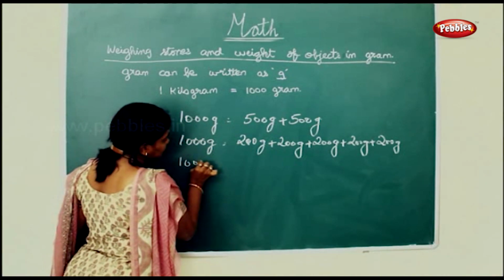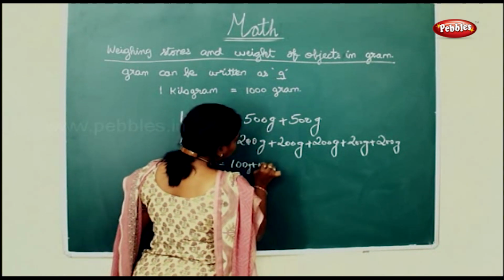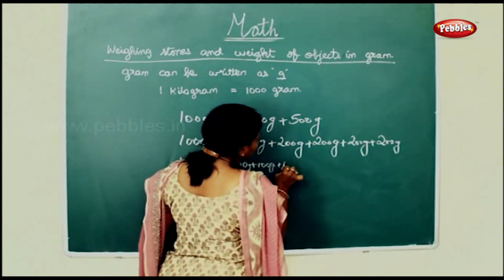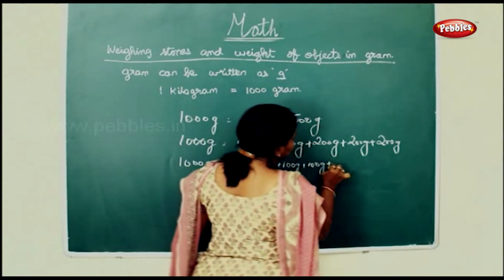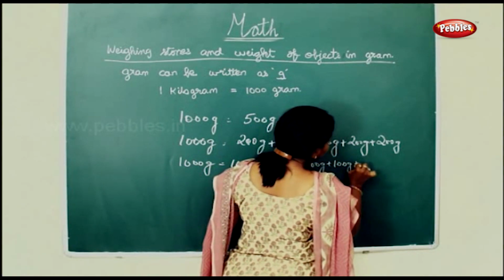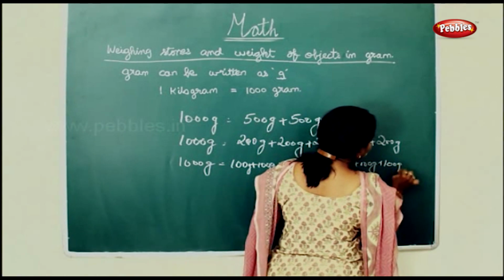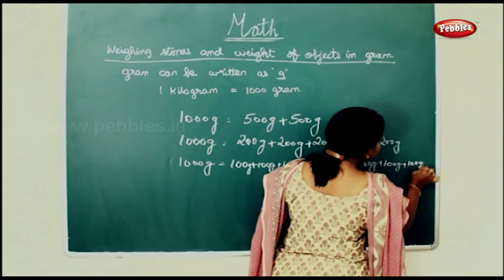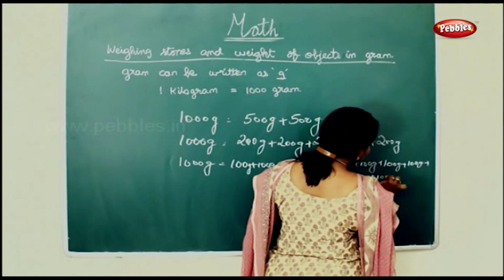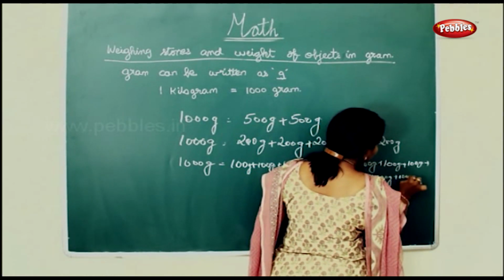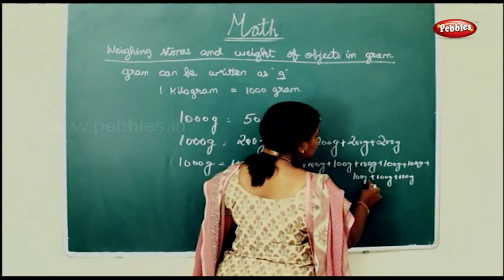Or this 1000 grams can also be written as 100 grams added ten times. 10 times 100 grams. 1, 2, 3, 4, 5, 6, 7, 8, 9, 10.